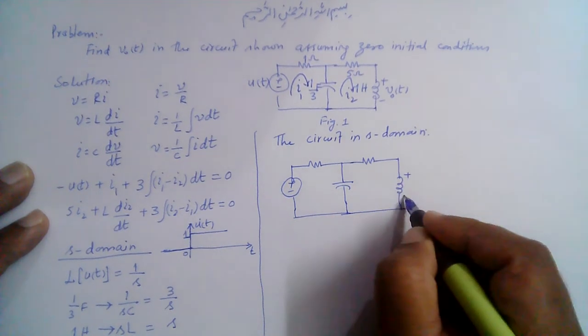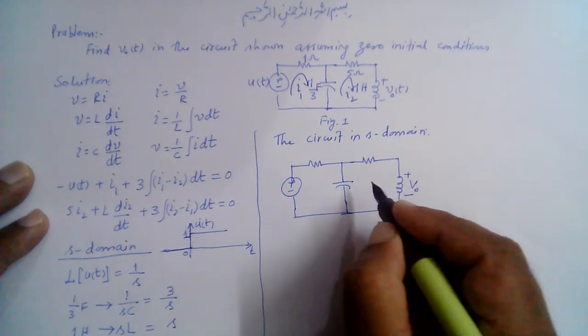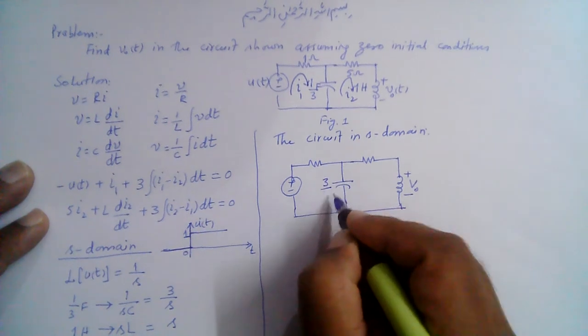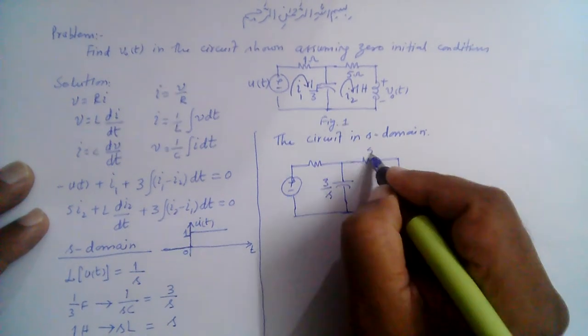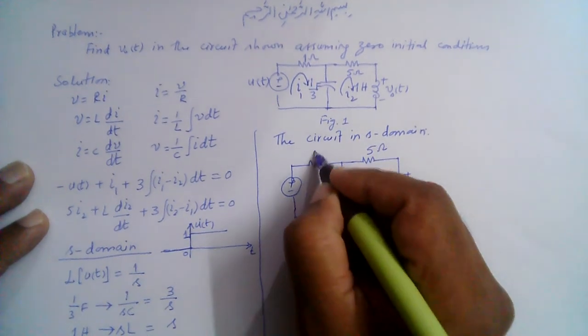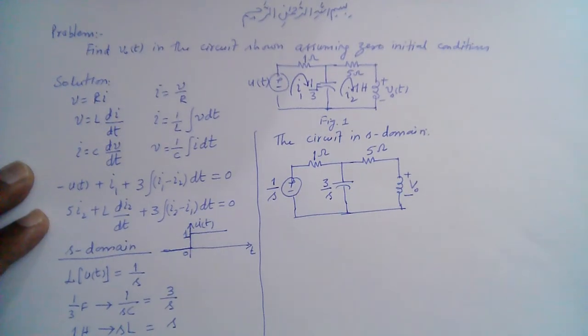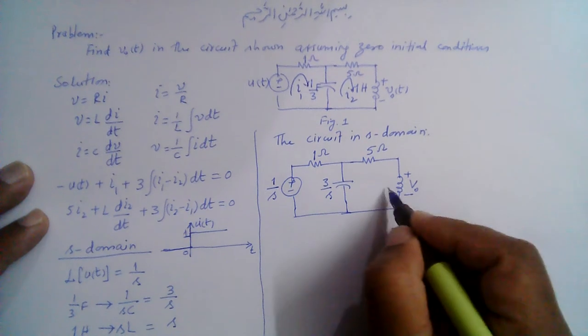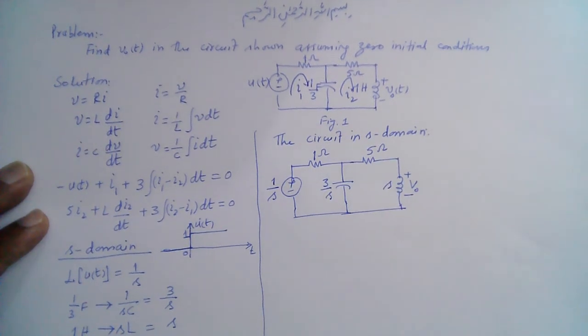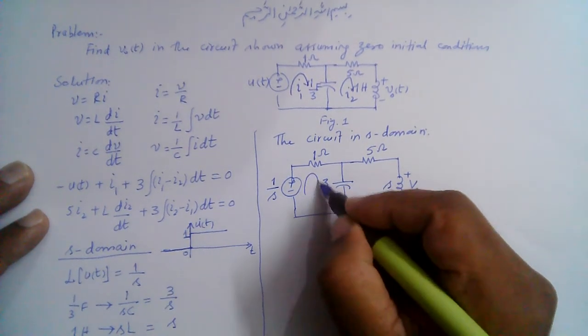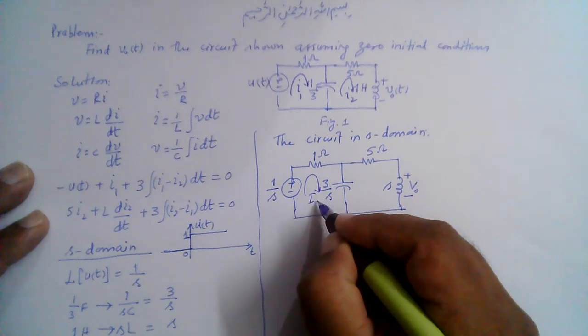Let's call this V naught S. This is 3 over S. This is 5 ohm. This is 1 ohm. This is 1 over S. Right, and this is simply S. This is simply S, as we have found out. And let's now apply the mesh analysis again.